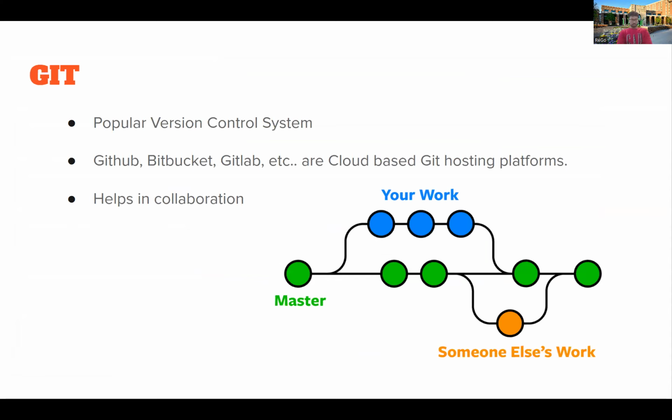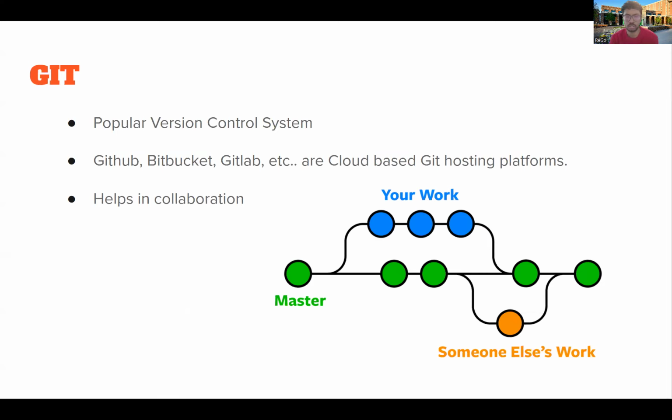Git first. So, what is Git? As you know from earlier, Git is a very popular version control system. GitHub, Bitbucket, GitLab, all these are cloud-based Git hosting platforms. What Git does is it helps in collaboration.